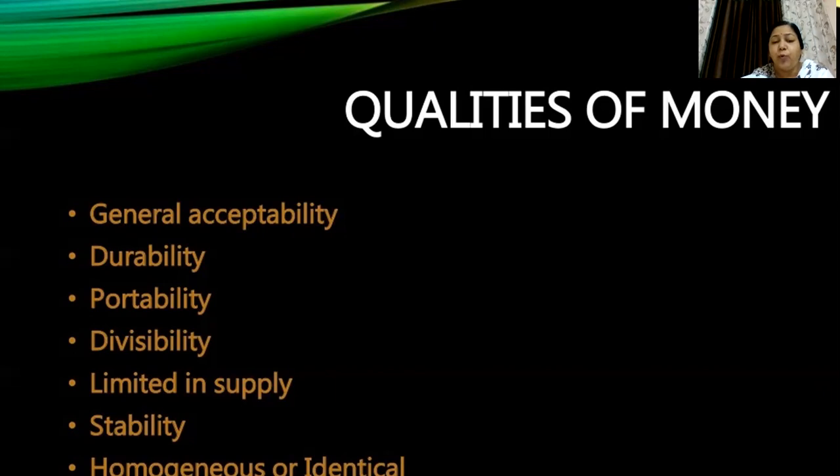Again and again, the value will not change. Next is homogeneous or identical. What is meant by homogeneous? Homogeneous means the thing that is the same in shape and size. So here the money of the same denomination should be homogeneous in size and quality. For example, all the 5 rupees coins should be the same size and color. And identical means anyone who knows about money can recognize it as they want. So that is why you can say it is identical.